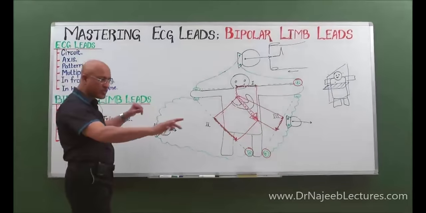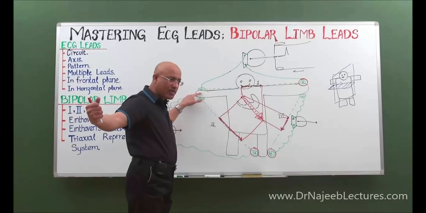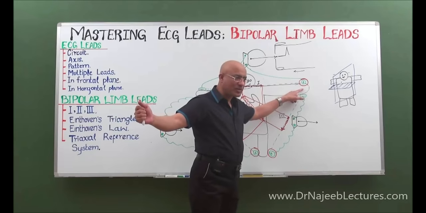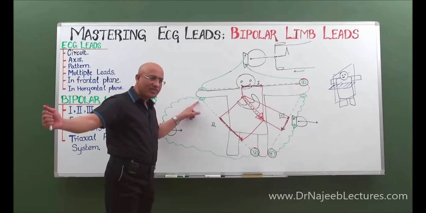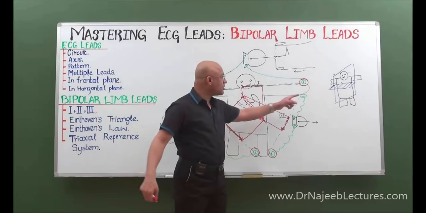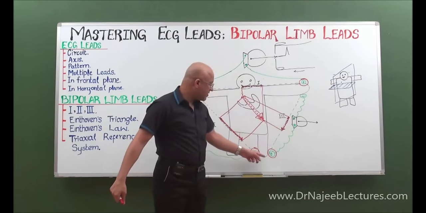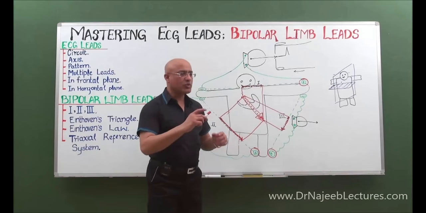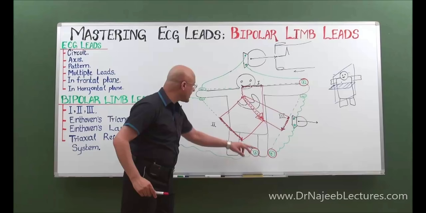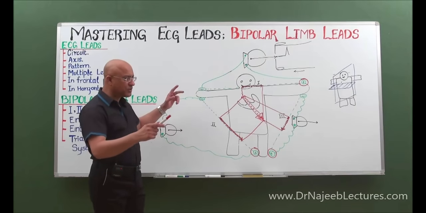For a while you just trust me that in lead number 1, the right arm is negative and the left arm is positive. In lead number 2, the right arm is negative and the left leg is positive. And in lead number 3, the left arm is negative and the left leg is positive. His question is, why are the electrodes arranged like this? Why not put this negative and that positive? This is your question. Okay, let me answer first.